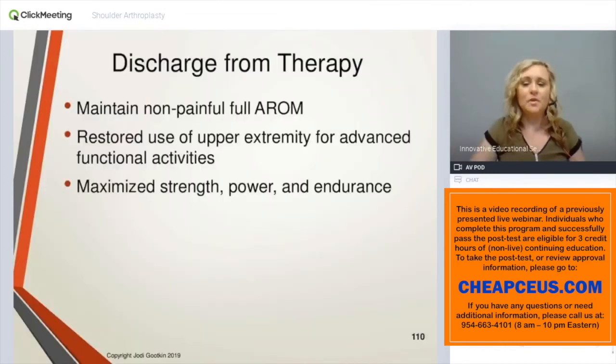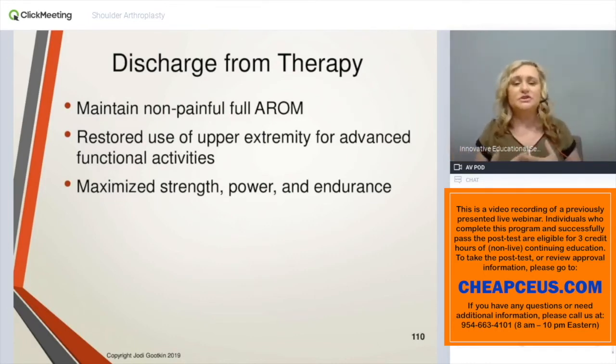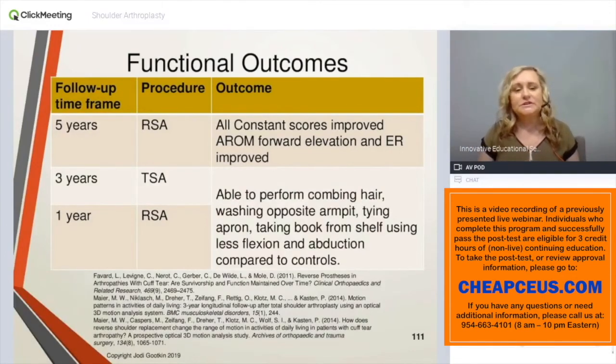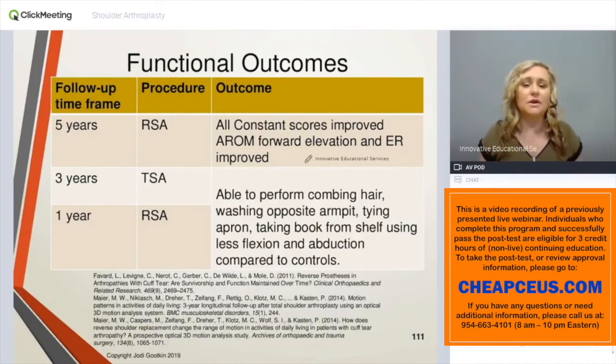while it's still healing. With discharge from therapy, patients are going to be at a point where they've achieved their full range of motion, their function has been restored, power, strength, and endurance in order to discharge them from therapy. So what kind of long-term outcomes are we looking at? When I compared the different research looking at functional outcomes for patients who have undergone either the reverse or the total shoulder arthroplasty, the majority of individuals are looking at having improved functional measures and range of motion at the 1, 3, and 5-year mark.